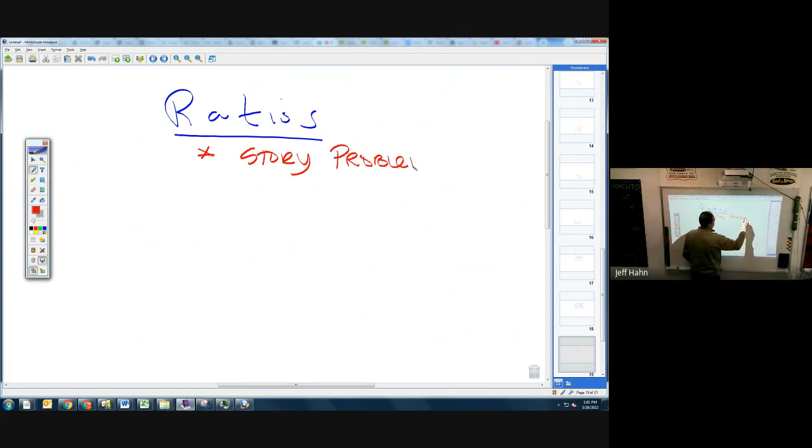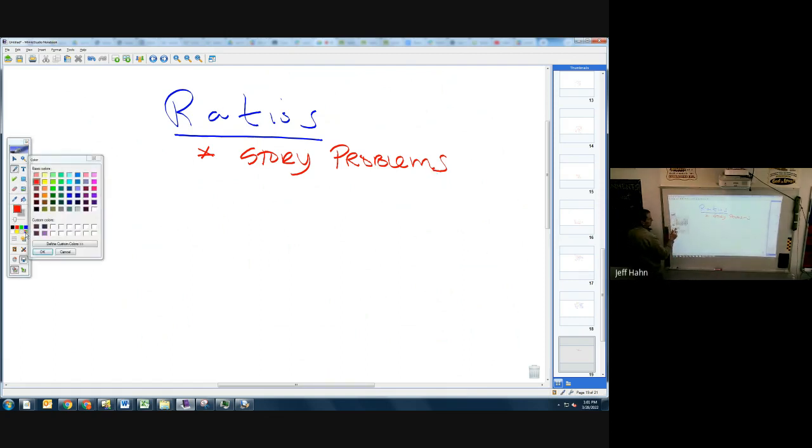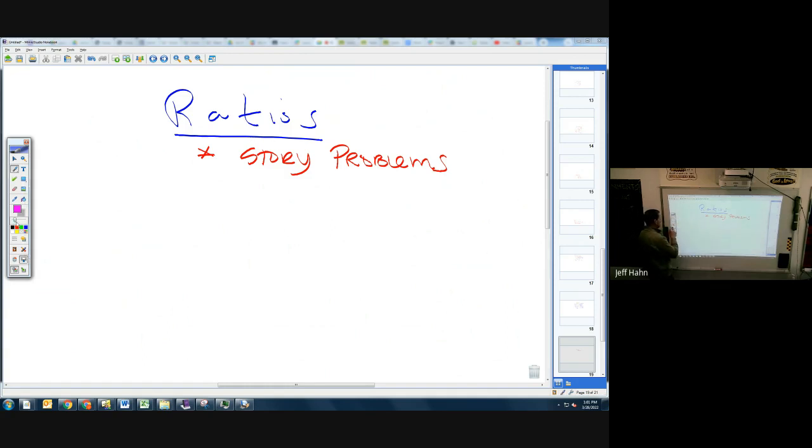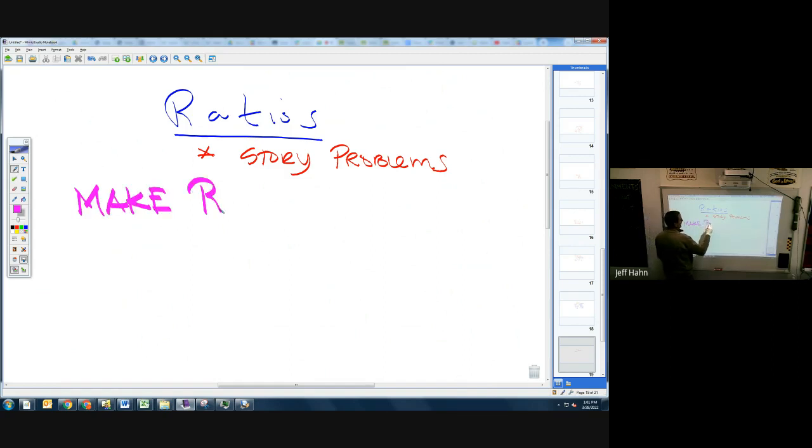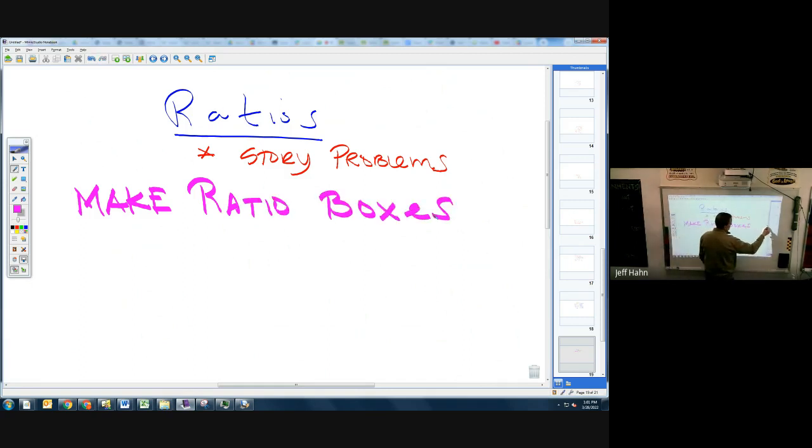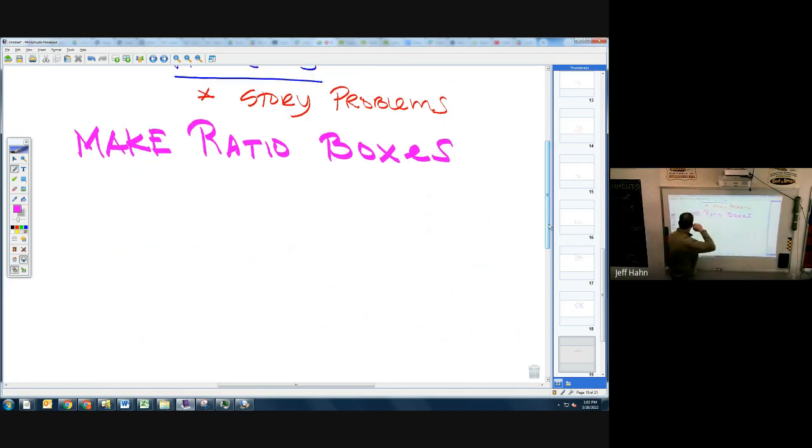Yeah. Story problems. But the big thing you need to definitely do here to appease the teacher and make him very happy, which is always good, is you need to make ratio boxes, which simply means this. Here we go. Let's write down an example problem.